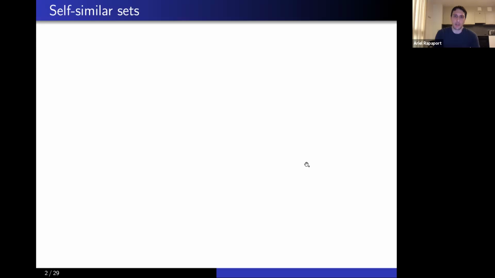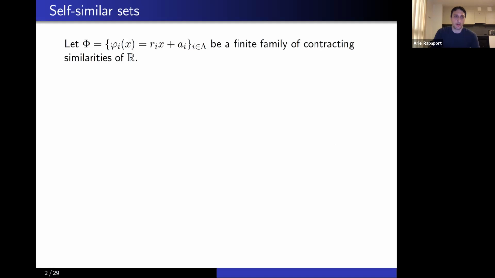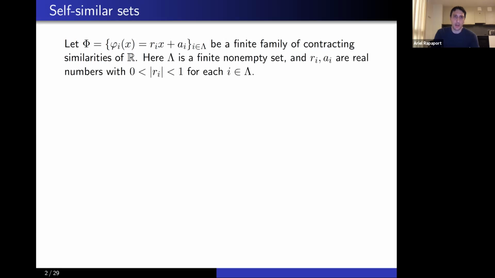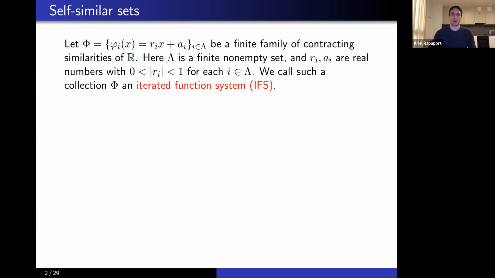So I'll start by talking about the self-similar sets. Throughout the talk, phi is a finite family of contracting similarities of the real line. Here lambda is a finite non-empty index set, and the numbers Ri, Ai are real numbers for every i, and the modulus of Ri is strictly between 0 and 1. We call such a collection an iterated function system, or an IFS for short.